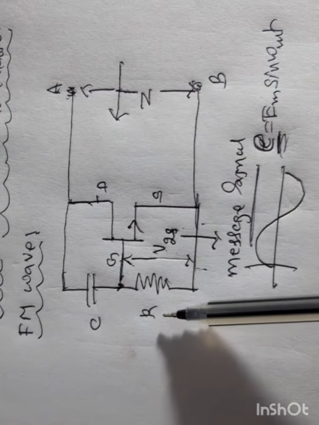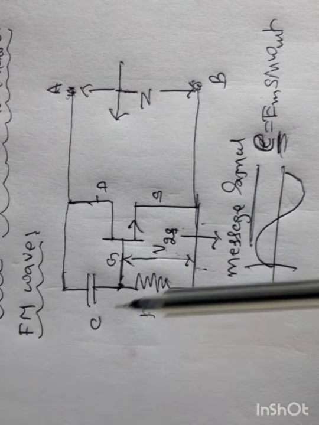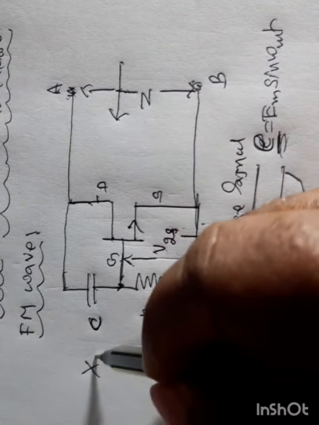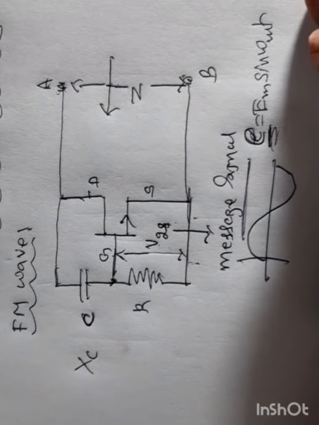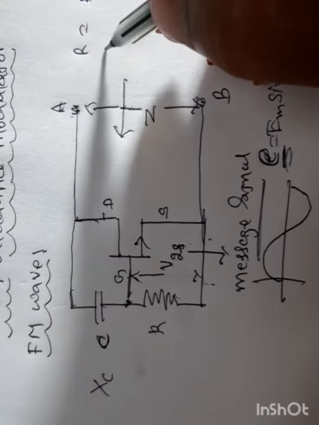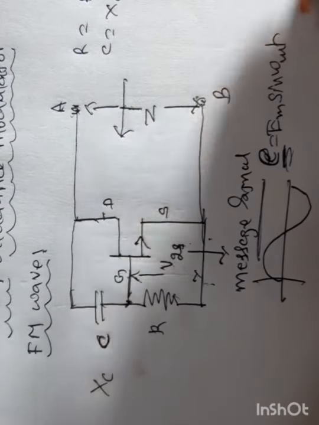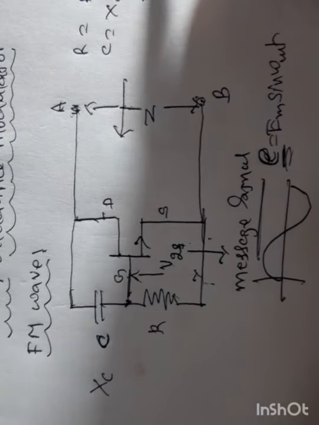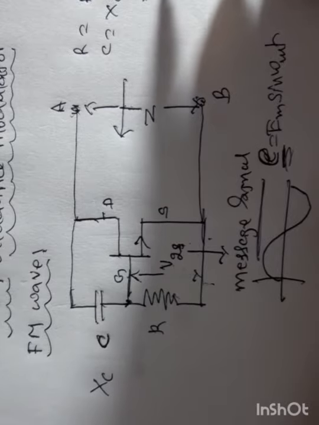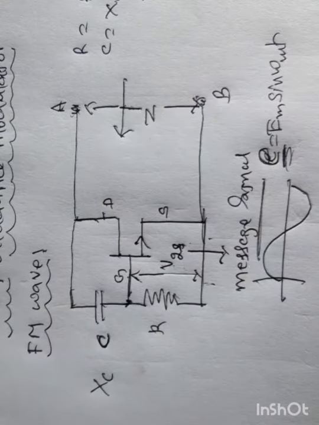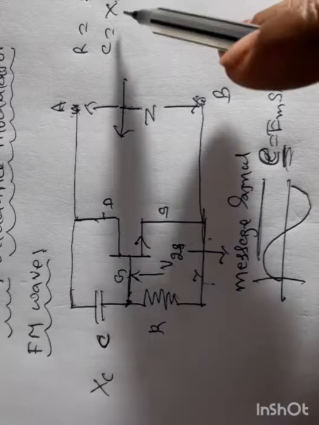What is the impedance of R? R itself. What is the impedance of C? We call it reactance, that is Xc. So you should know that the impedance of a resistor is R itself. The impedance of a capacitor is Xc, which is 1 by omega C, equal to 1 over 2 pi f C, where omega is 2 pi f. This is the reactance or opposition offered for the AC by the capacitor.